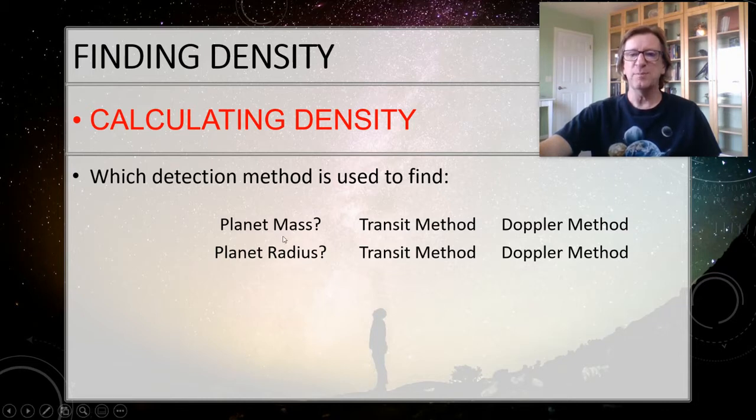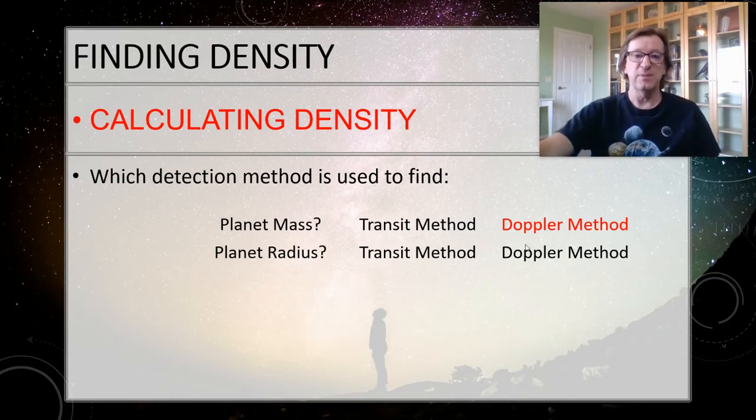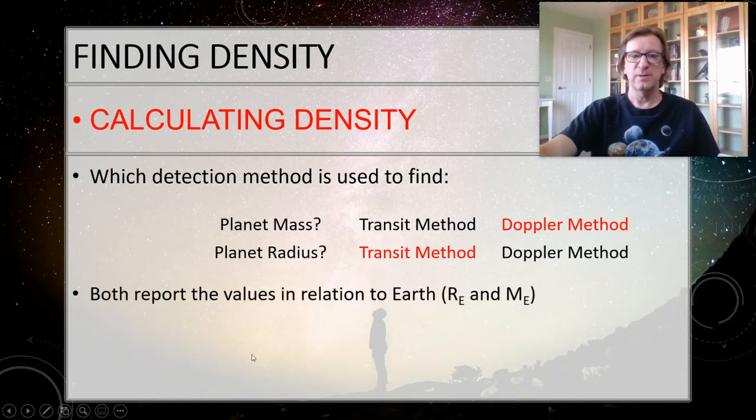Okay, so when we're finding the planet mass then, what are we using? We're going to use the Doppler method. So we're finding that velocity, right? Remember that I also need to know the distance of the planet from the star, and I need to know the mass of the star to be able to do that. If I'm going to find the planet radius, what am I doing? Now I'm using the transit method. That's the one with the dips on the light curve. So the bigger the dip, the greater the size of the planet, the radius of the planet. So I use the transit method for that.